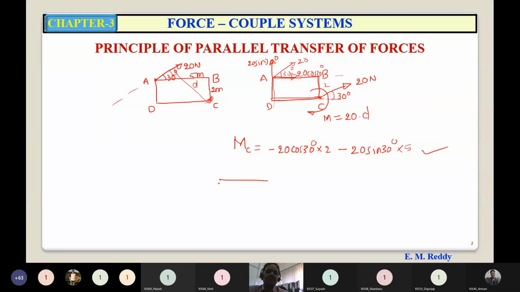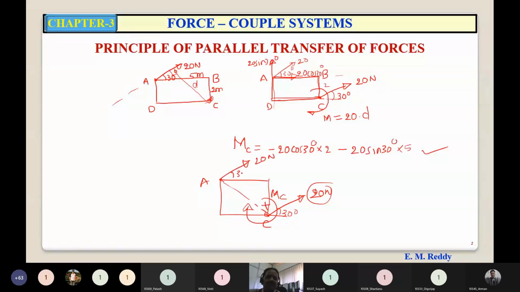Means you can replace that force which is acting at A with the same force of magnitude acting at C along with a clockwise couple MC. The effect remains same. So this is principle of parallel transfer or resolution of force into a force and couple. Now, when you combine this force and couple, what you will get? When you combine this force and couple, you will get a resultant which will be the same force and it will go back to its original position.